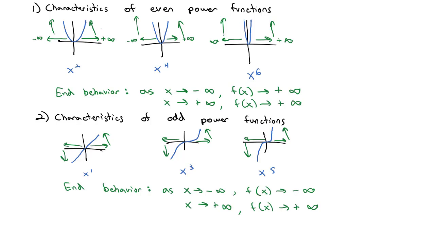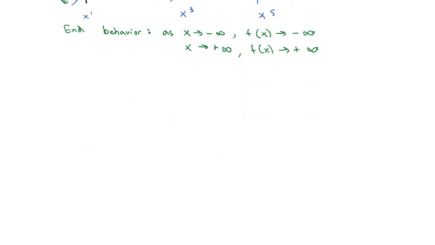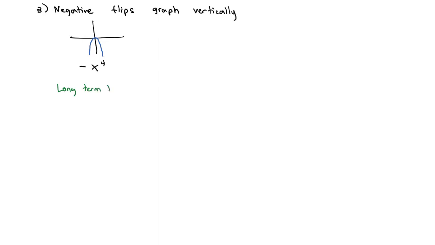Now, one little wrench we can throw into this process is if we put negatives in front of things. And we know from our prior chapter that a negative will flip the graph vertically. So now if I have negative x to the fourth, well, x to the fourth used to be a U shape going up. Negative x to the fourth is going to be a U shape going down, which means now, again with our long-term behavior, as x goes to negative infinity off to the left, the graph goes down. F of x also goes to negative infinity.